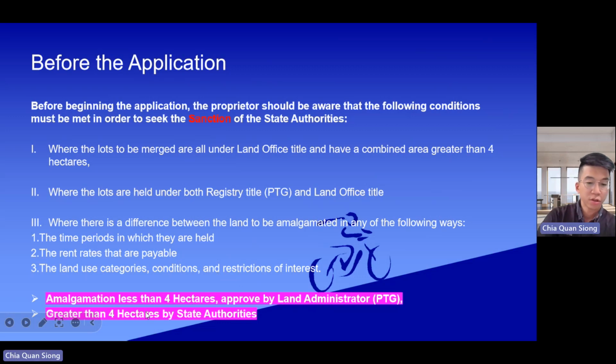Meaning to say that if the lands to be amalgamated are held under land office title, and their combined area is not more than 4 hectares, then the approval shall be given by the land office, and by the said authority in every other case. Meaning to say, amalgamation of less than 4 hectares must be approved by the land administrator. If greater than 4 hectares, it must be obtained from the state authority.